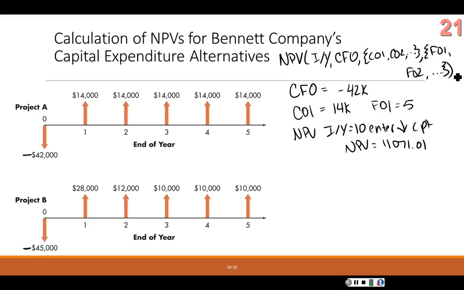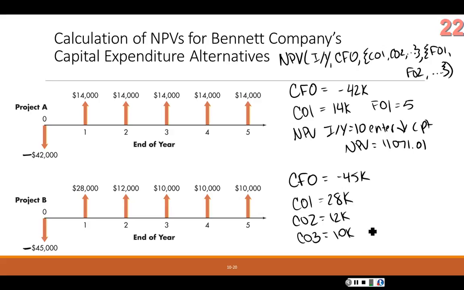We can do the same thing for project B. The cash flow at time period 0 here is a negative 45,000. Cash flow at time period 1 is 28,000. That has a frequency of 1, so you can skip the frequency button. Cash flow 2 is 12,000, frequency of 1. And cash flow 3 is 10,000 with a frequency of 3.